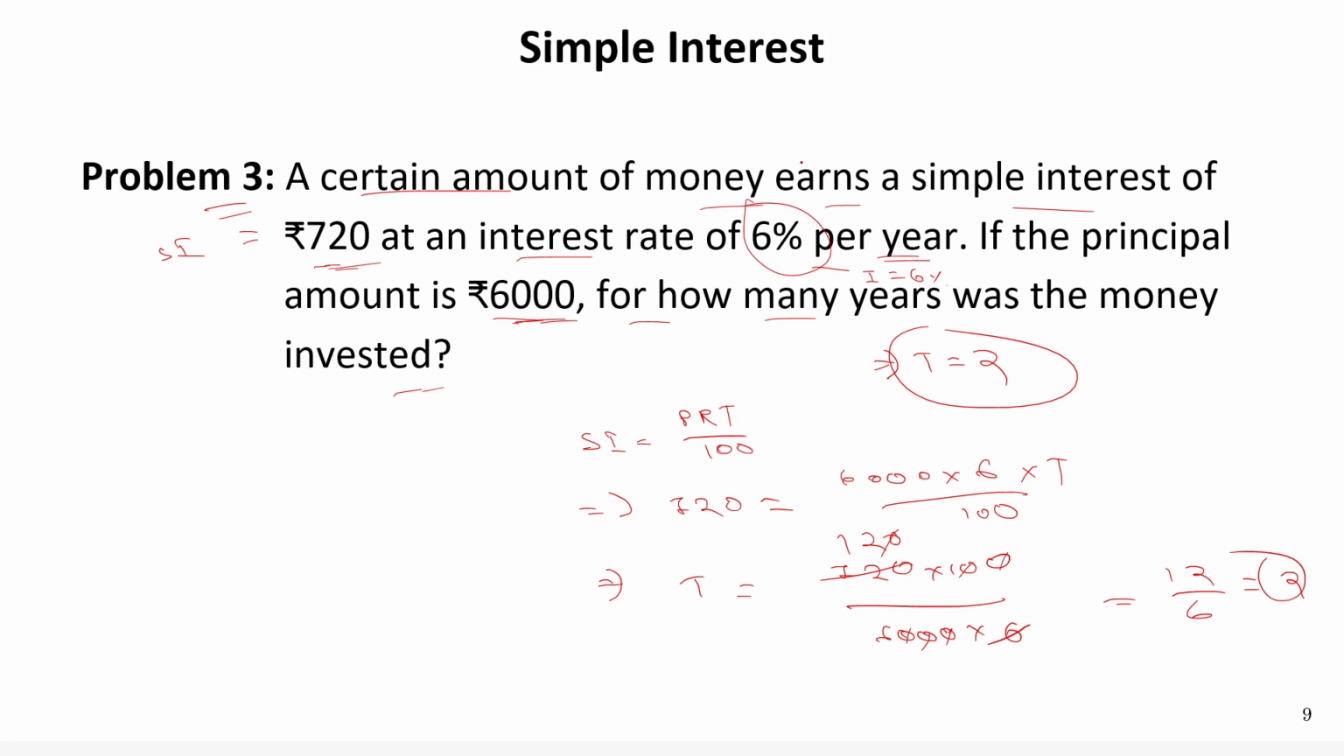So if a certain amount of money earns a simple interest of 720 at an interest rate of 6% per year, and the given principal amount that is being invested is 6000 here, then how many years was the money invested? It was invested for 2 years.